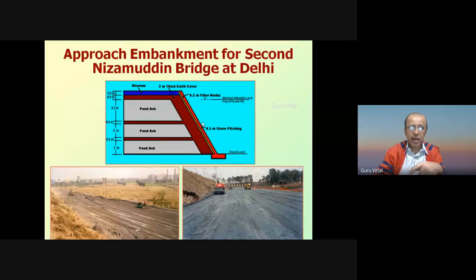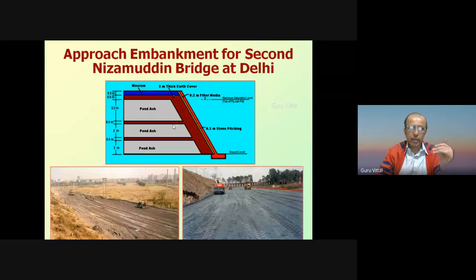So this was the type of cross section of the embankment which was designed, and you can see this is the side cover. Already one existing embankment was there. You can see the existing embankment here. So that's why on this side there is no cover or anything. The existing embankment itself will act as the cover, and the side soil cover was provided on one side. Then that side you can see, and it was a 2 meter thick earth cover.